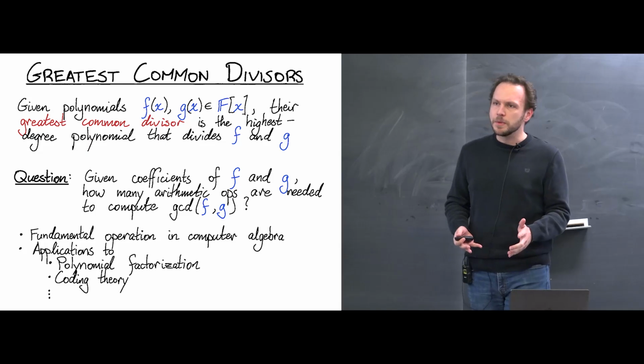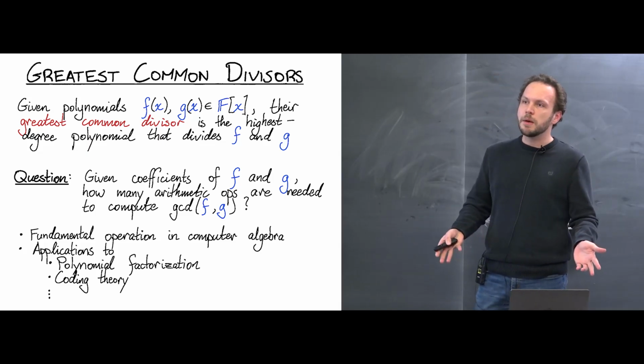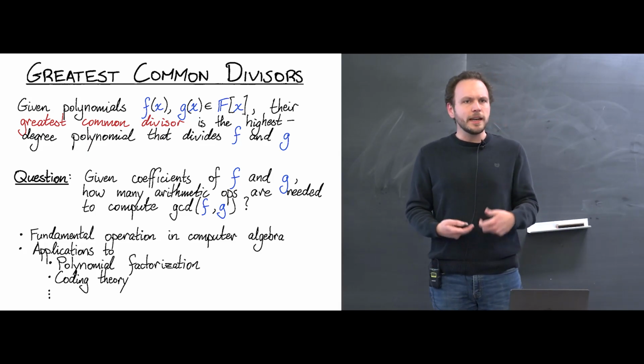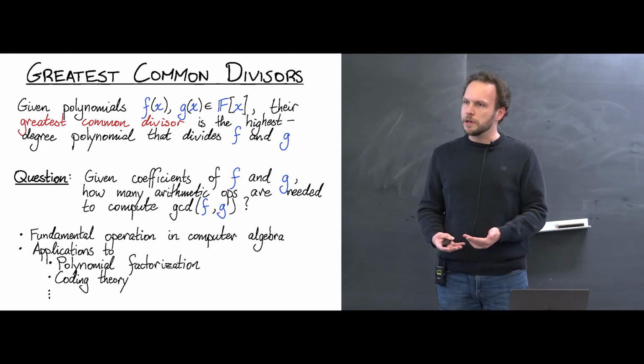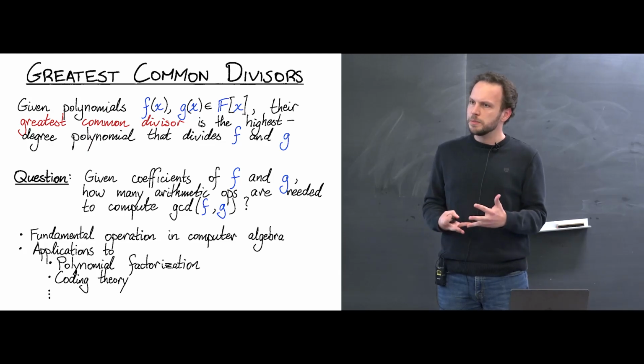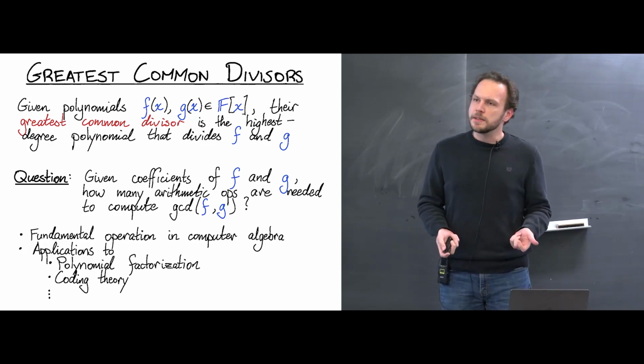And why are we interested in computing the GCD? Well, this is a fundamental operation within computer algebra, and it has a number of applications, including to polynomial factorization, decoding of error-correcting codes, and so on. So this is an important problem. What do we know about its complexity?